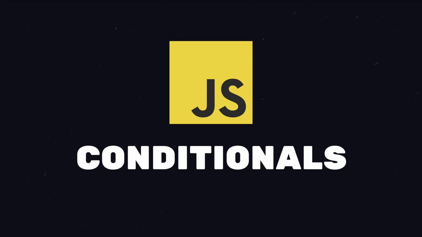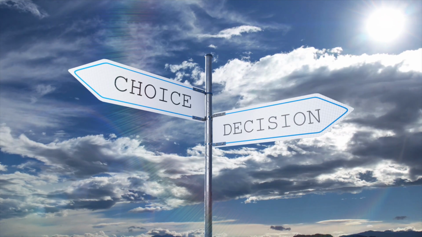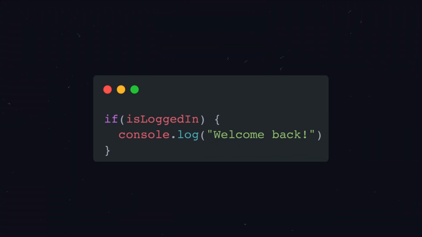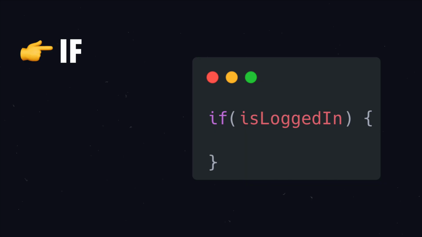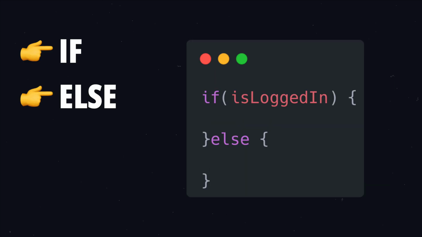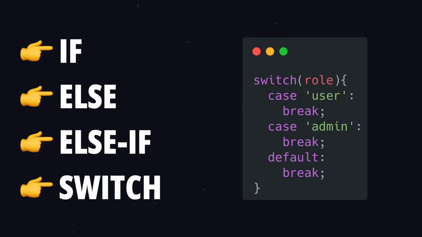In this video, we'll explore one of the most important parts of programming, making decisions in your code. In JavaScript, we do that by using conditional statements. We'll start with the basic if statement, then learn how to use else, and finally see how to chain multiple conditions together with else if or the switch statement.